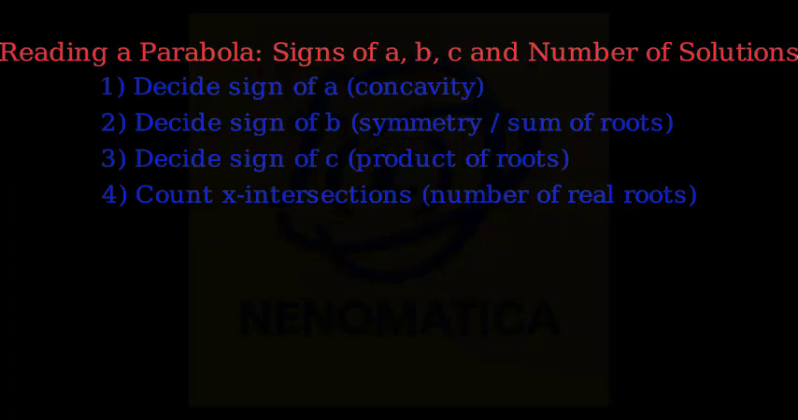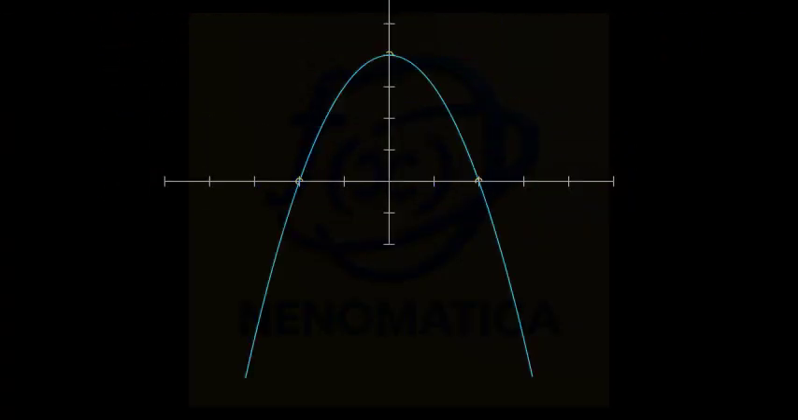Here is our working diagram. The parabola opens downward. The vertex is at (0, 4), and it crosses the x-axis at x equals -2 and x equals 2, which are symmetric about the y-axis. We will use these visual facts to read off the signs of A, B, and C and the number of solutions. Step 1. Determine the sign of A.